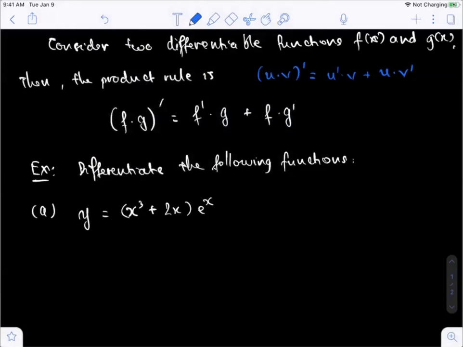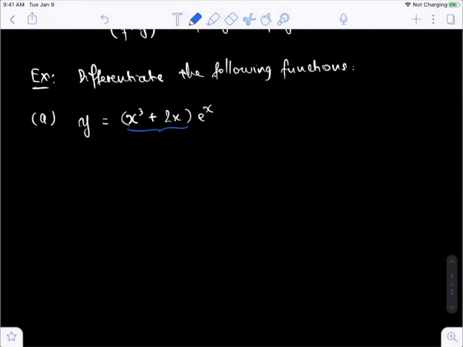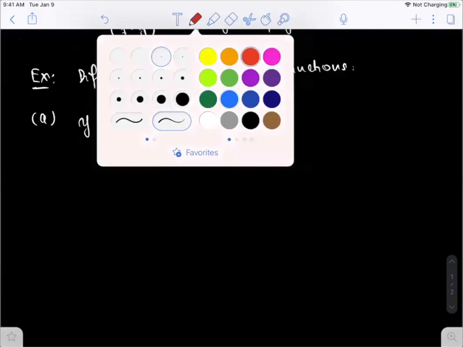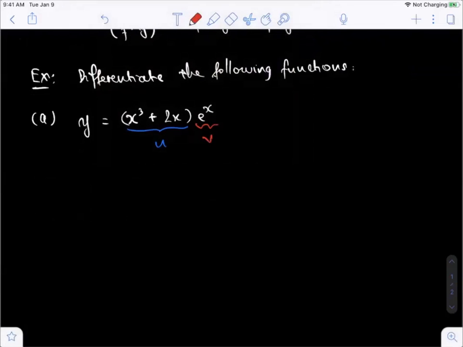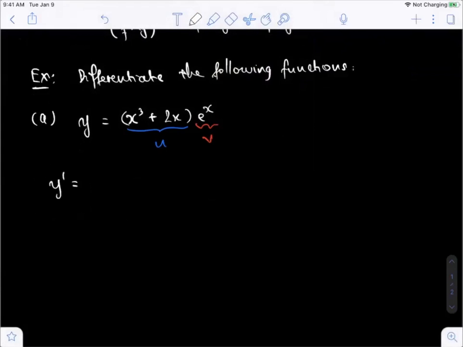Right, so let's identify u and v, right? So this part is u, and this e to the x is v, right? So you have two functions multiplied together. The first function is x cubed plus 2x. The second function is e to the x. So if you want to take the derivative of this, that means you take the derivative of the first function, multiply with the second, plus the first function multiplied with the derivative of the second function.